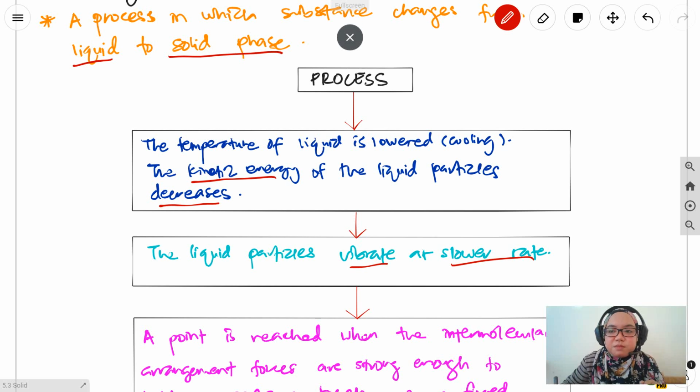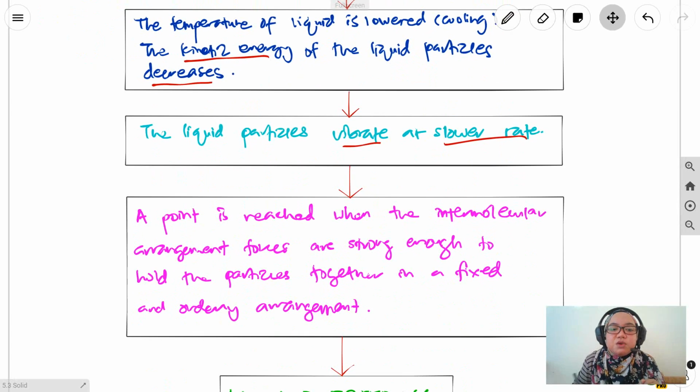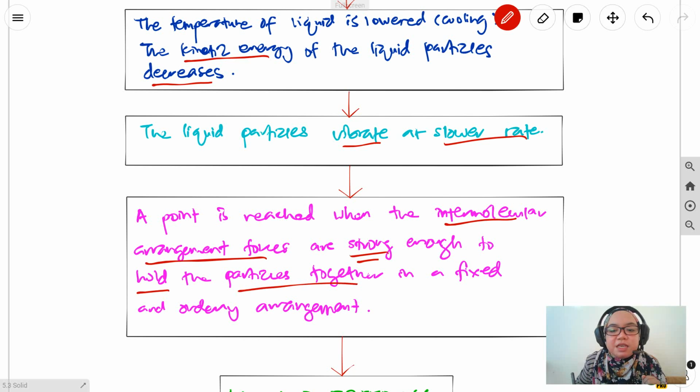So what happens next? A point is reached when the intermolecular attractive forces are strong enough to hold the particles together in a fixed and orderly arrangement, which is solid, right?